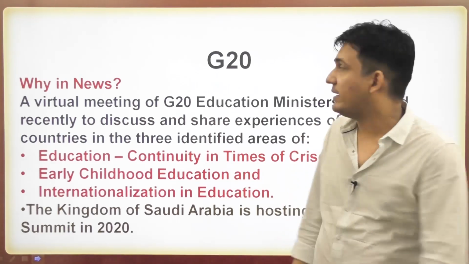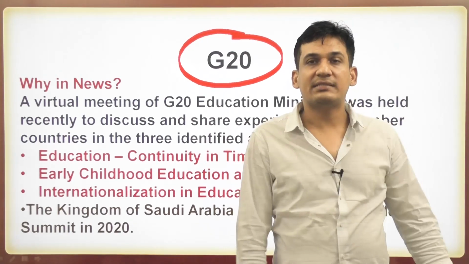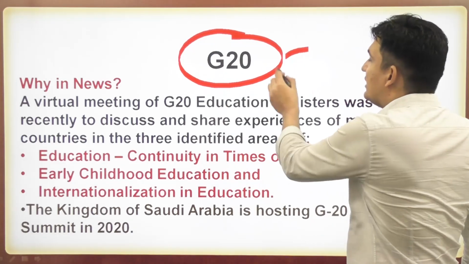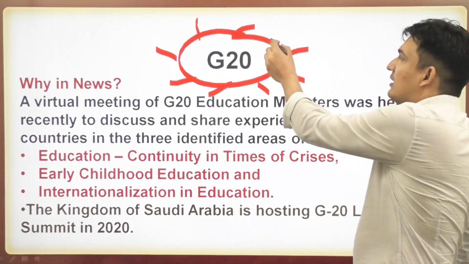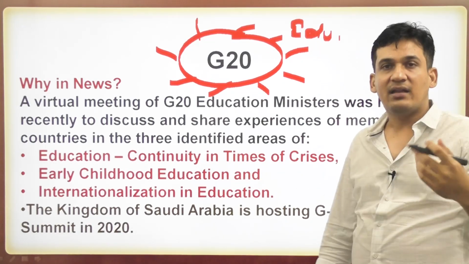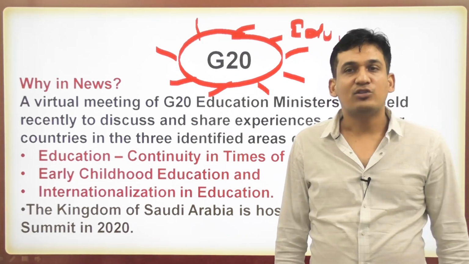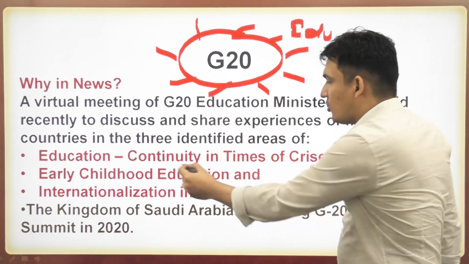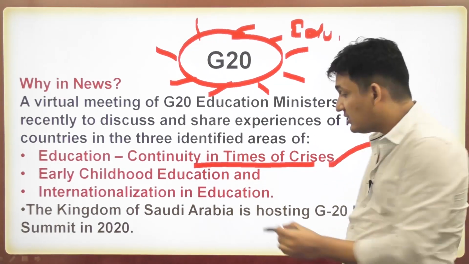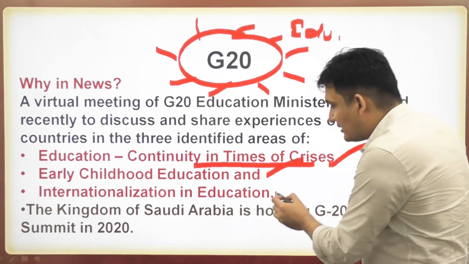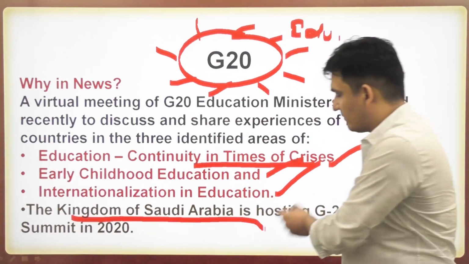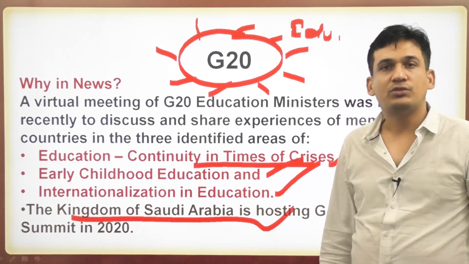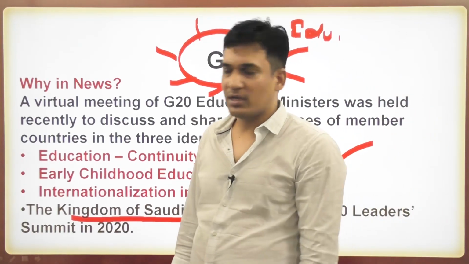And next, G20. It was in the news recently. Why? Because G20's education ministers, as you can see from G, it's a group of countries, had an online meet, a Zoom meet, a virtual meeting, where the education ministers talked about continuity in times of crisis, early childhood education, and internationalization of education. And who hosted this G20 summit? Kingdom of Saudi Arabia. I don't think this information is useful from your prelims perspective. I don't see it showing up in the paper.